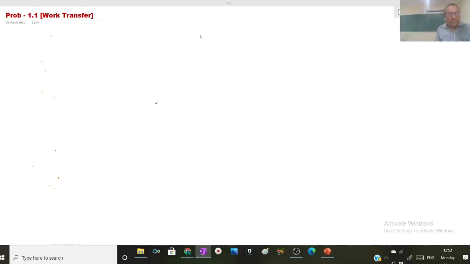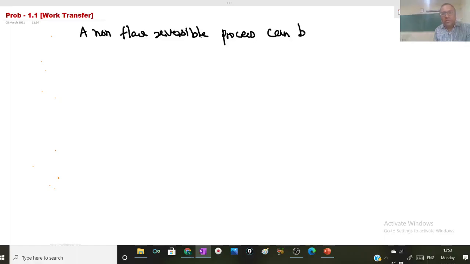I am writing this problem. Problem 1.1. A non-flow reversible process can be written by the equation P is equal to V square plus 8 over V bar.